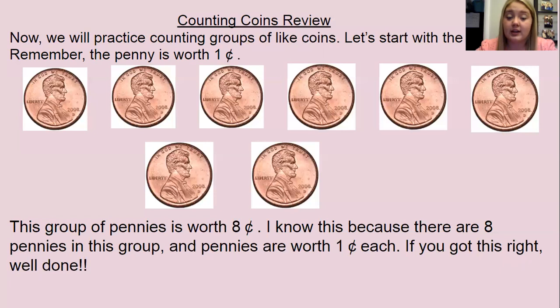All right, are you ready? If you have a whiteboard, go ahead and erase it. If you have your paper, move down to the next line. Are you ready for your next problem? Let's see it.